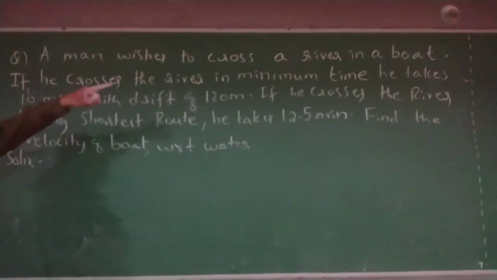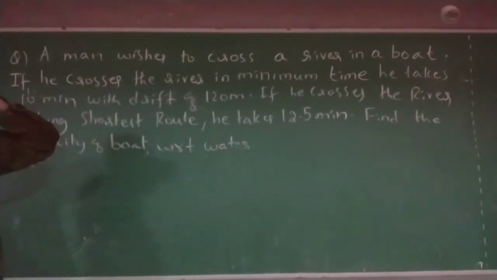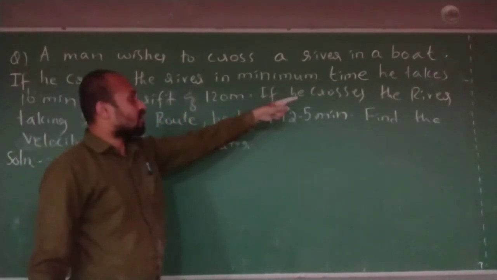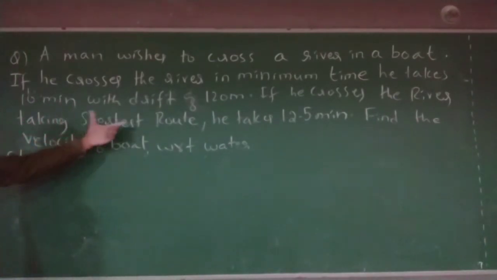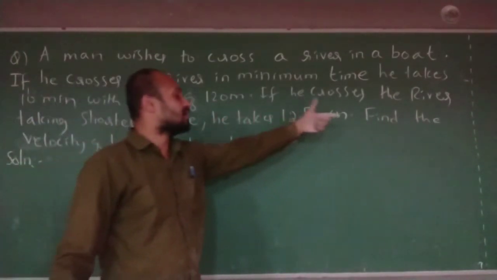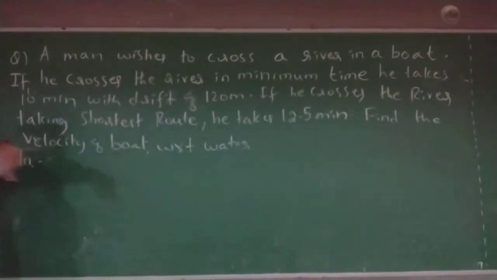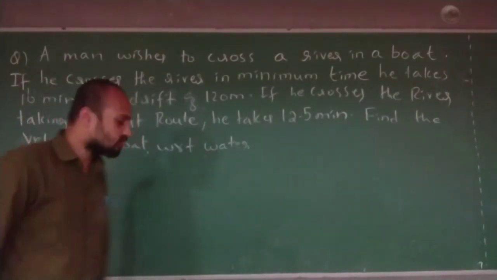See, a man wishes to cross in a boat. If he crosses the river in minimum time, he takes 10 minutes with a drift of 120 meter. If he crosses the river taking shortest route, he takes 12.5 minutes. Find the velocity of a boat with respect to water. Here he has given two cases.